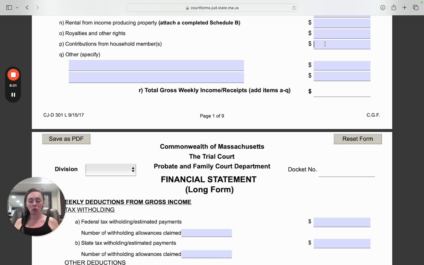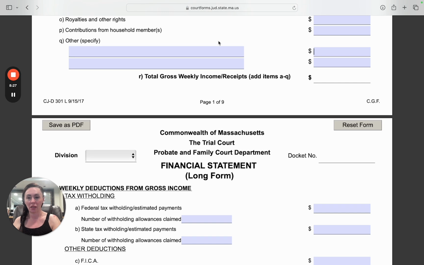Contributions from any household members. If you have a family member living with you, or maybe a friend or someone who's contributing towards household expenses, that money gets listed there. And if you have any other sort of income, there's lines to describe it and report it. Again, weekly is the key.